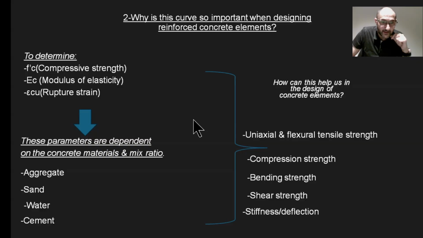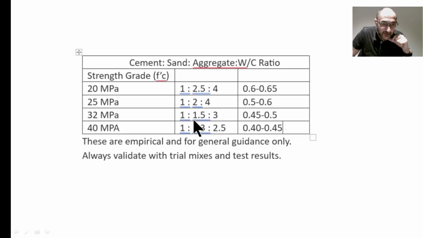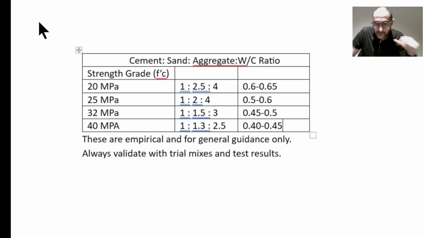Here, let's have a look at the table. I've got a shot here of the table where you can see the values of the compressive strength with respect to the ratio of cement, sand, aggregate, and water, and the water cement ratio. As you notice, the greater the water cement ratio, the strength grade of the concrete dramatically decreases.